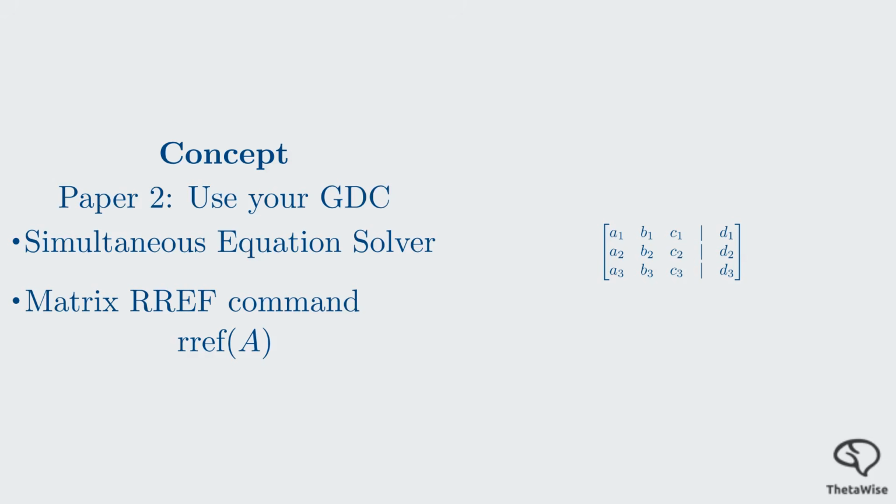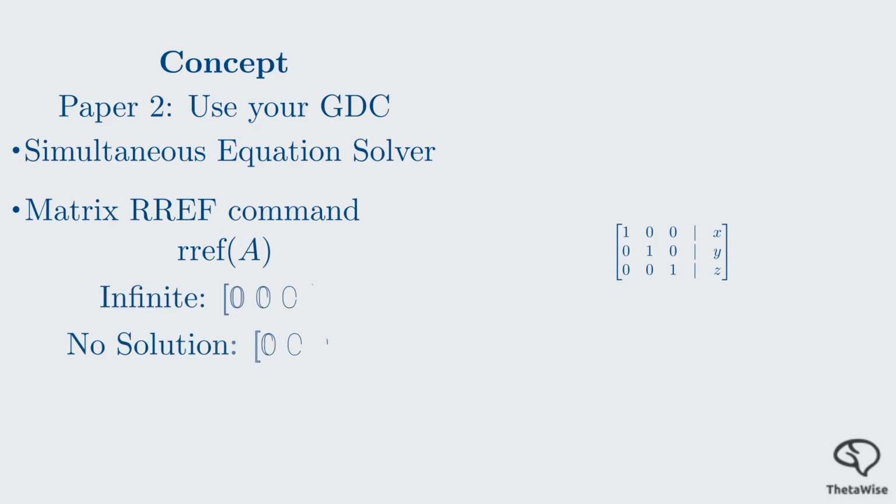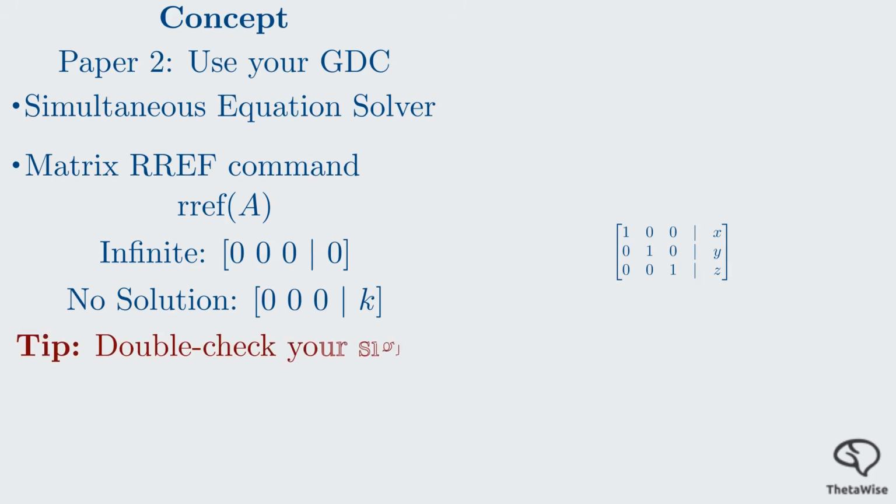for you instantly. If the system has a unique solution, the RREF command will return the identity matrix on the left, with your solutions x, y, and z in the final column. If there are infinite solutions or no solutions, the calculator will produce a row of zeros or a contradiction row, which you must then interpret just as we did manually. Always double-check your entries. A single mistyped sign is the most common reason for losing full marks in calculator active sections.